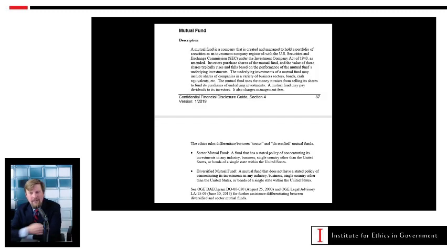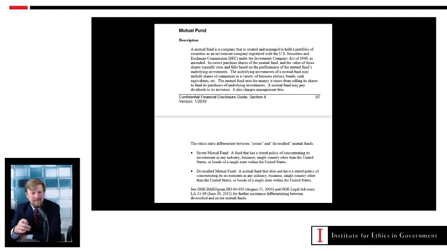So we have the entry in the guide for mutual funds and a description of what a mutual fund is. It's a company that's created to manage and hold a portfolio of securities. So that's basically a company of companies. So we have a potential for conflict because it means that we have an interest in a whole bunch of different companies. And if that were the end of the story, this would be really complicated.